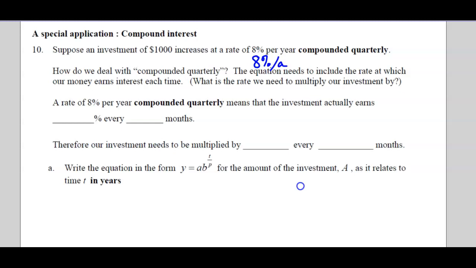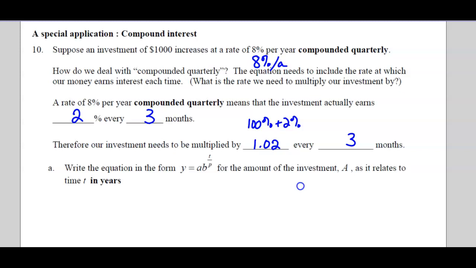2%. So to get the interest rate that you're calculating, you have to look at how often it's compounded. So it's compounded quarterly. So now it's going to be 2% every quarter, which is 3 months. Okay. So that means your investment of 1,000 needs to be 100% plus 2%. You're going to need to multiply by 1.02 every 3 months, every quarter of a year.